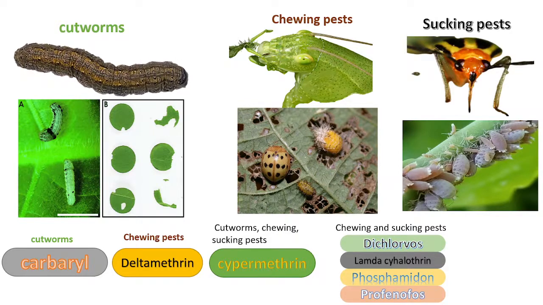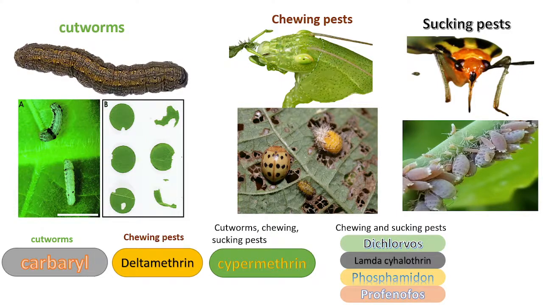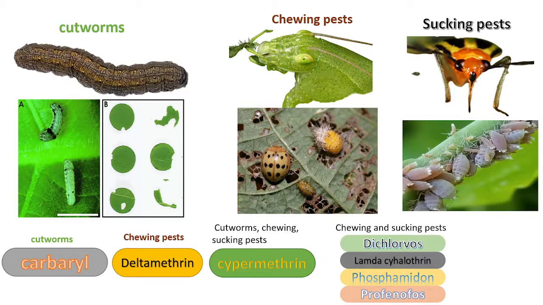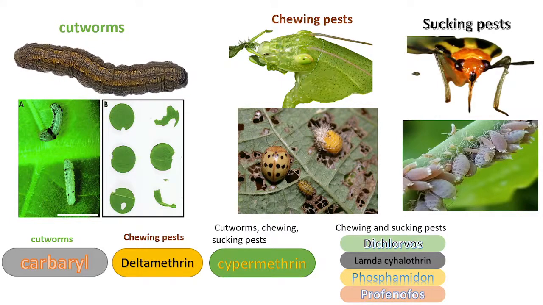So let's go forward. Cypermethrin chemical. Cypermethrin is very effective against cutworms, chewing pests, and sucking pests. Because of its effectiveness on cutworms, chewing, and sucking pests, we call cypermethrin a broad spectrum insecticide.